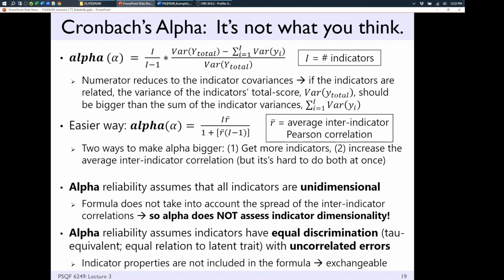So there could be pockets of correlation amongst the indicators where some are more related to each other than others, and because we're only looking at the average, we wouldn't know that. So the fact that alpha is assuming that the indicators are measuring only one trait is the biggest problem. Beyond that, it's assuming that all the indicators measure that trait equally well, that they have equal discrimination, or synonyms: tau equivalent or true score equivalent with uncorrelated errors.